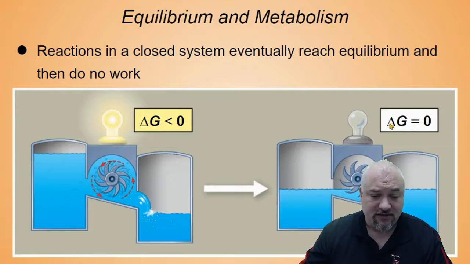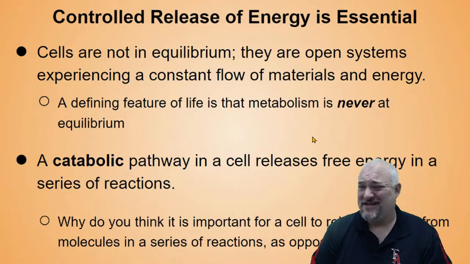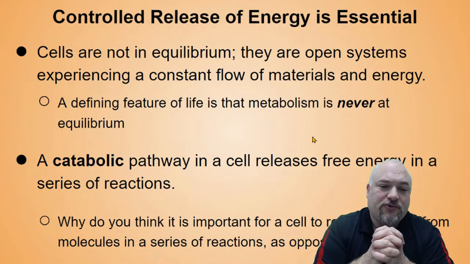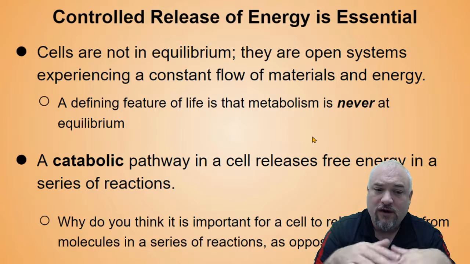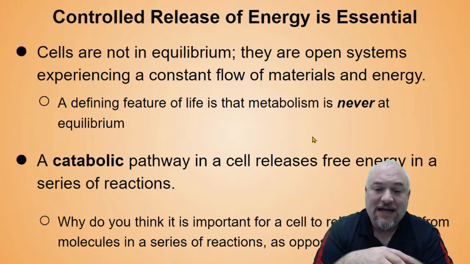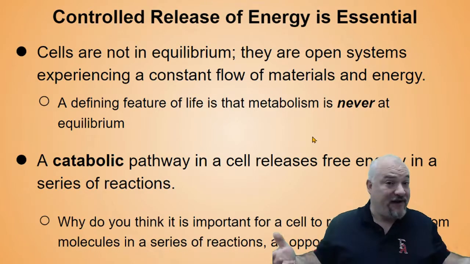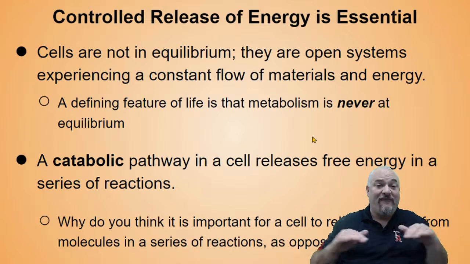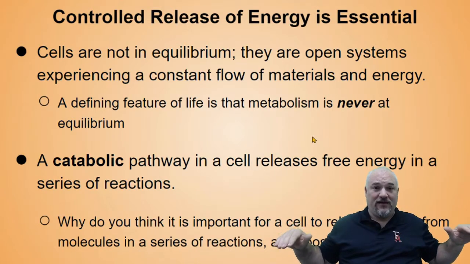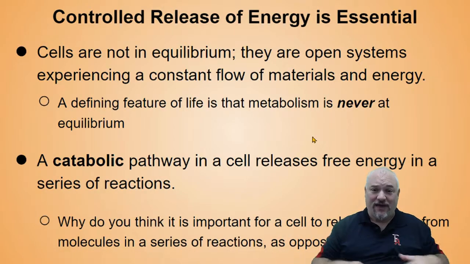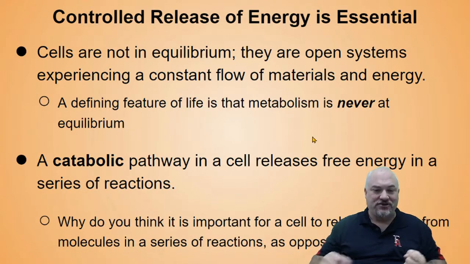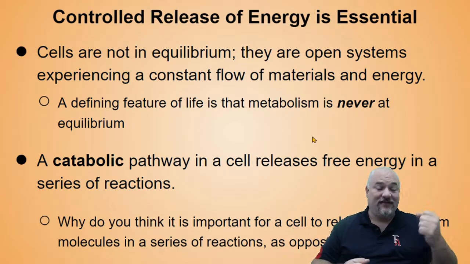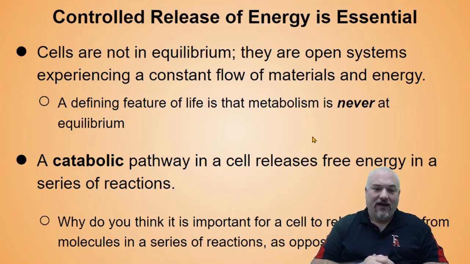And that was a closed system, though. The question is, is life a closed system? We'll come back to that. So the controlled release of energy is essential. Cells are not in equilibrium. We are open systems, experiencing a constant flow of materials and energy. A defining feature of life, guys, is that metabolism is never at equilibrium. If it's at equilibrium, we're totally entropic and we're dead. Cells are always using up oxygen and creating carbon dioxide in their bodies, for instance. That never reaches equilibrium. All right?